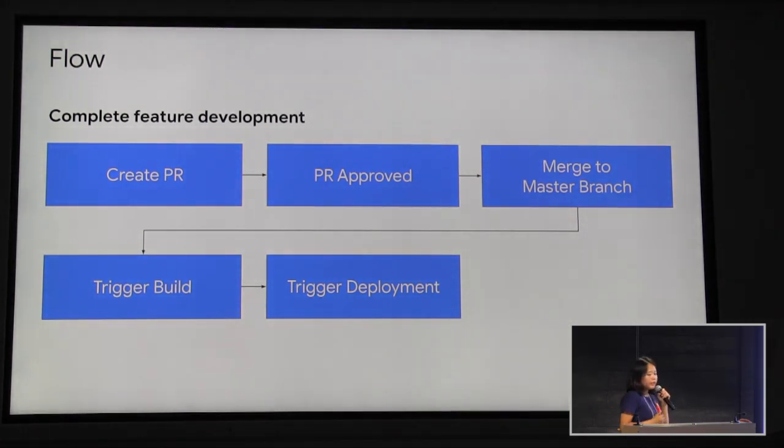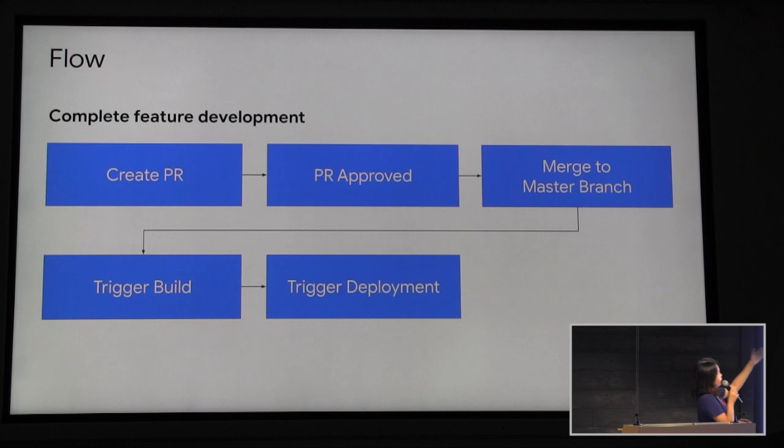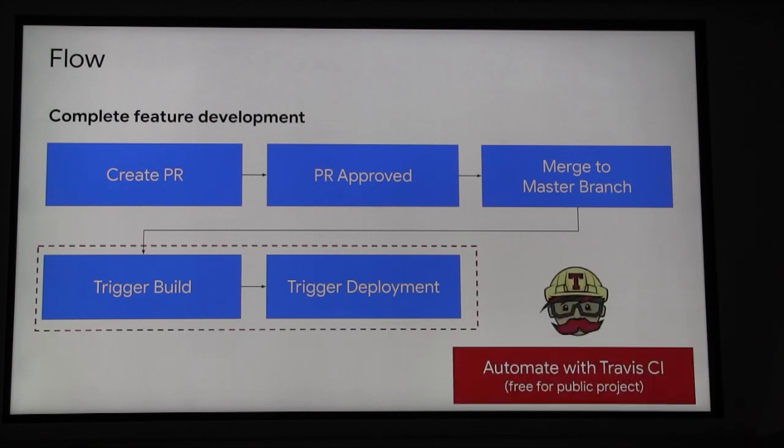When we complete our feature development, we create a PR, and when the PR gets approved, we'll merge it to the master branch. And when we merge to the master branch, it will trigger a build process. The build process will run the linting again and build, running ng build --prod. And then if the build succeeds, it will trigger deployment. This process we automate using Travis CI.